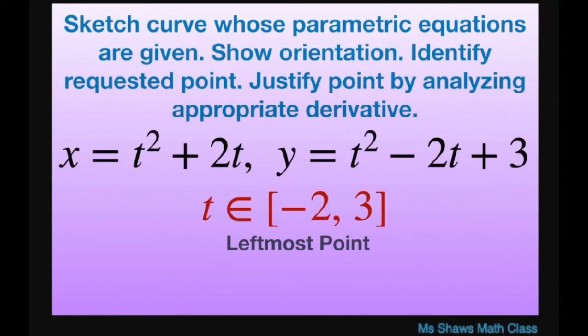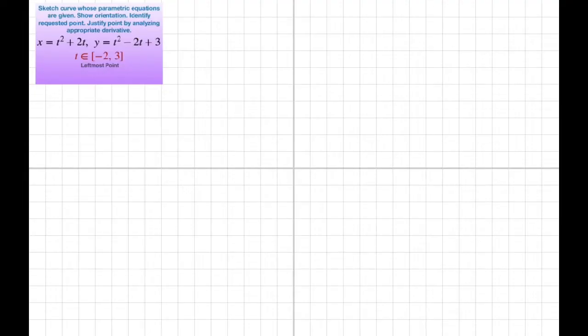Everyone, we're going to sketch a curve whose parametric equations are given and show the orientation. We're going to identify the requested point, which is the leftmost point, and justify our point by analyzing the appropriate derivative. So let's get started with our graphs.